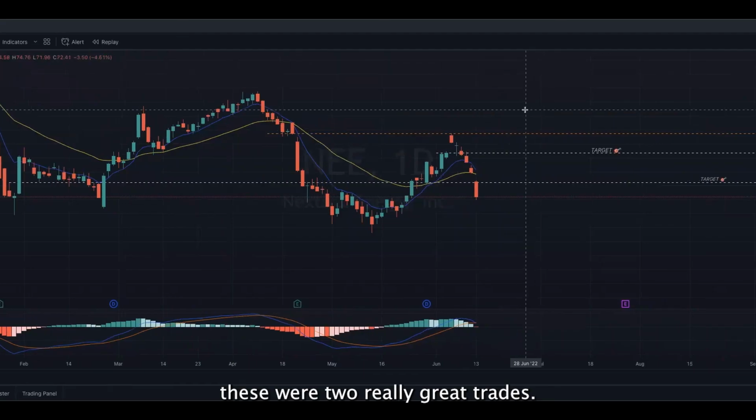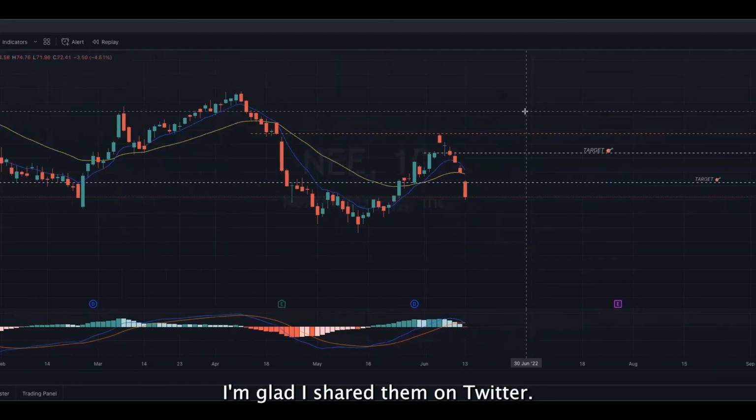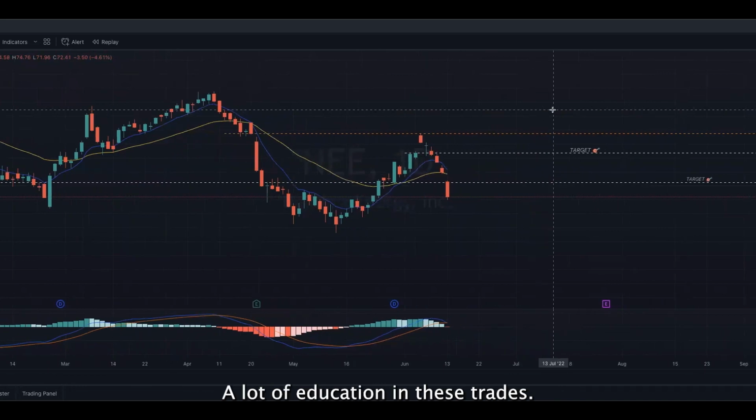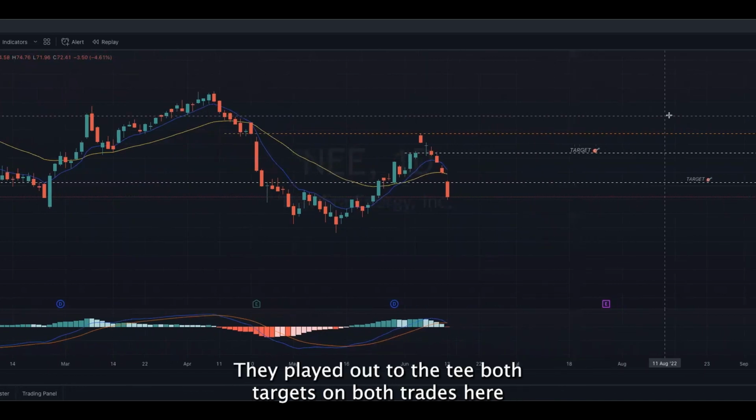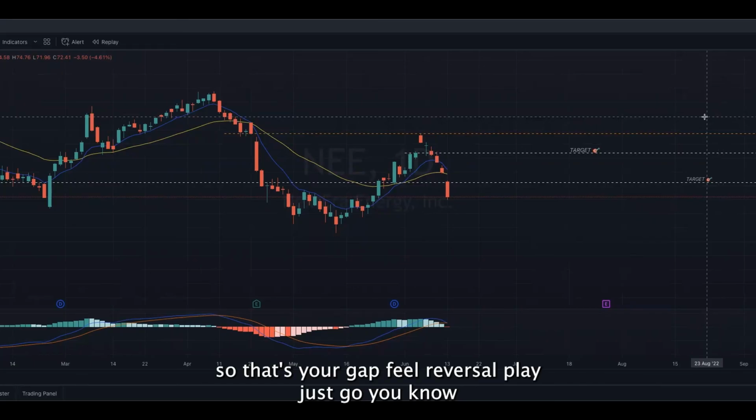These were 2 really great trades. I'm glad I shared them on Twitter. A lot of education in these trades. They played out to the T. Both targets on both trades hit. So that's your gap fill reversal play.